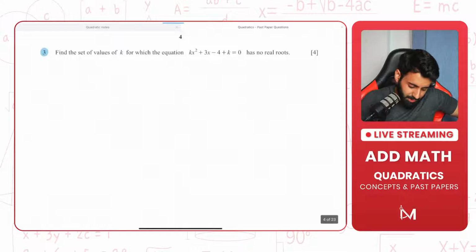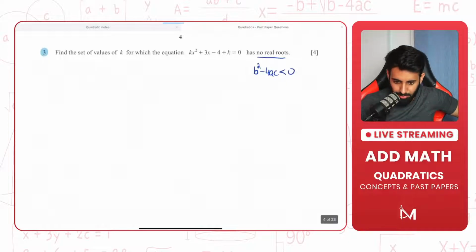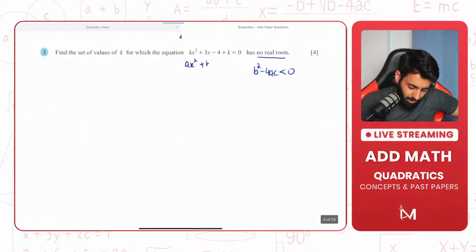So first things first, if it says no real roots, what does that tell us about the discriminant? That tells us that b square minus 4ac is going to be less than 0. Okay. Now, how do we find out the values of a, b, and c? Remember, for that, you need to compare it with the general form of a quadratic equation.